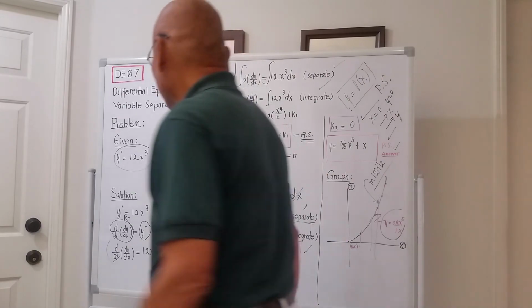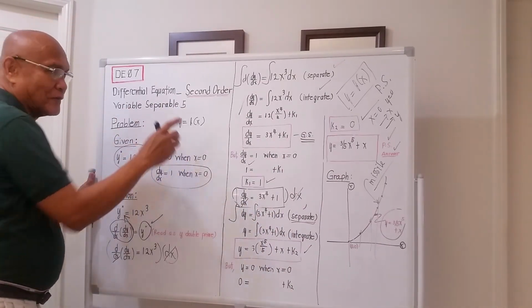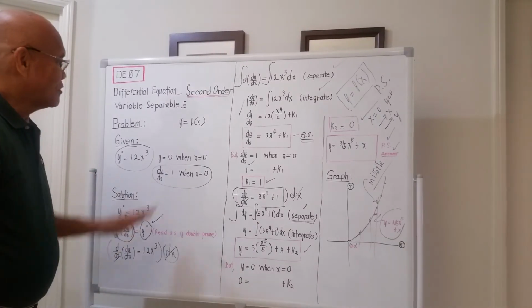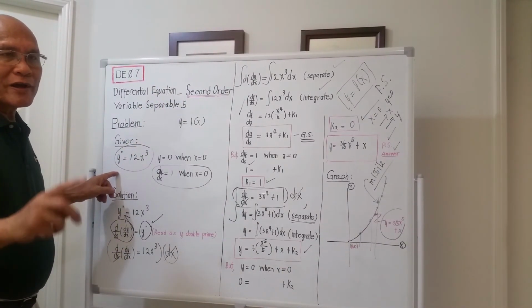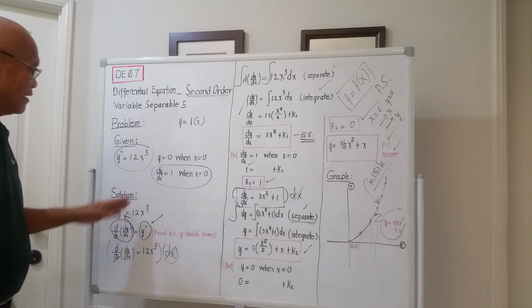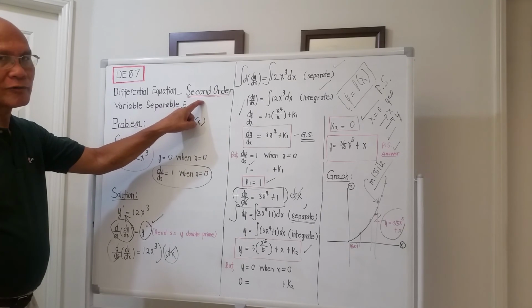That's it guys. An example of a second order variable separable problem. So don't be afraid of y double prime. The meaning of y double prime is that the given function is differentiated twice. That's why it is second order.